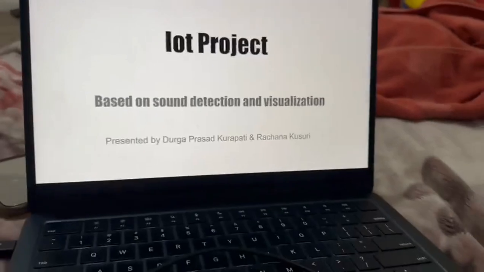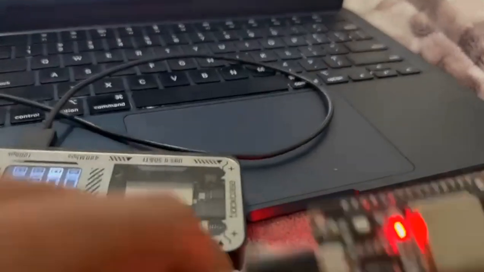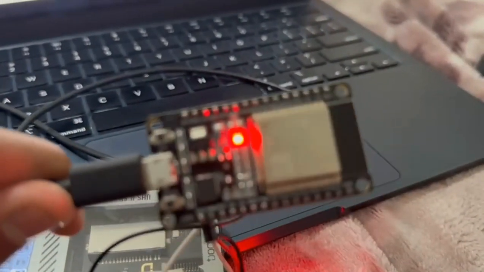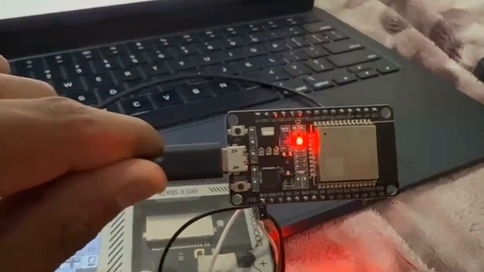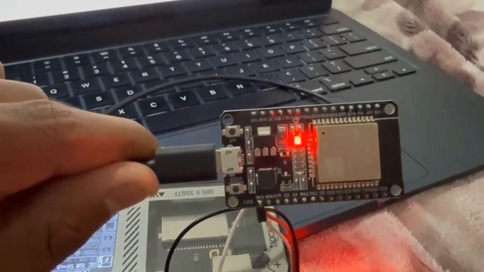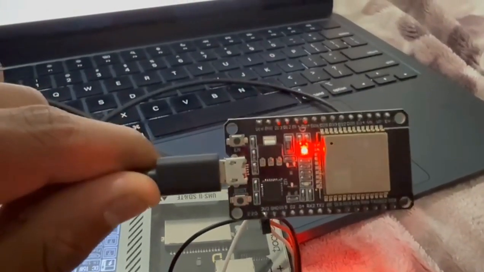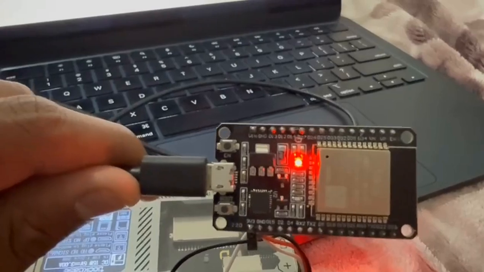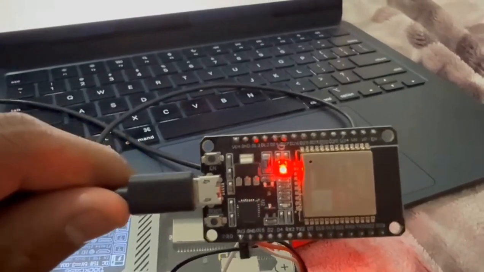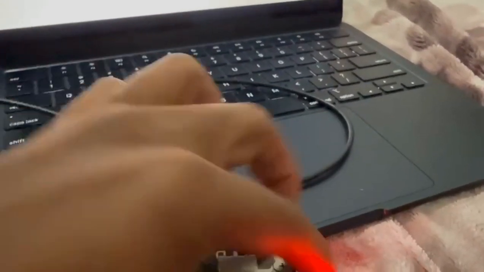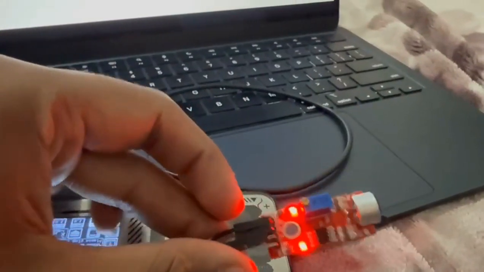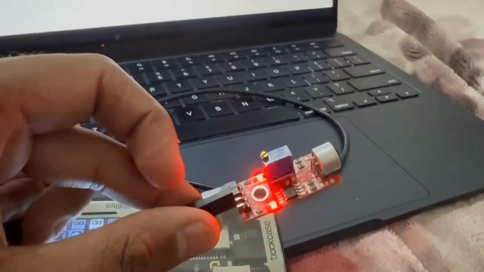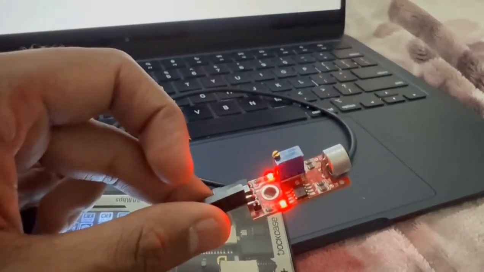Choosing the ESP32 as our microcontroller. The ESP32 is well suited for IoT projects because it has built-in Wi-Fi and Bluetooth, which eliminates the need for an additional network module. It is also powerful enough to handle sensors, input, processing and network communication all in one compact device.